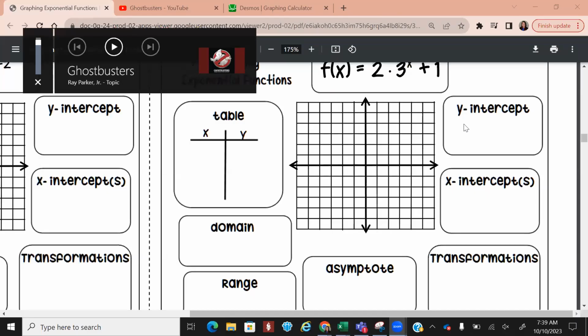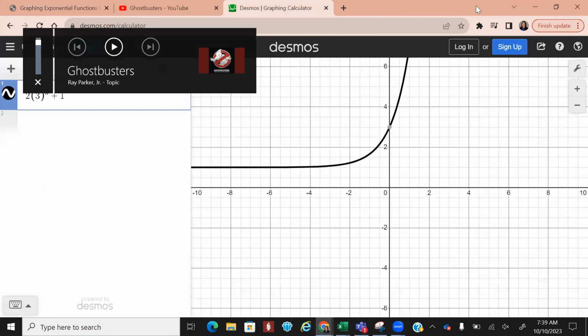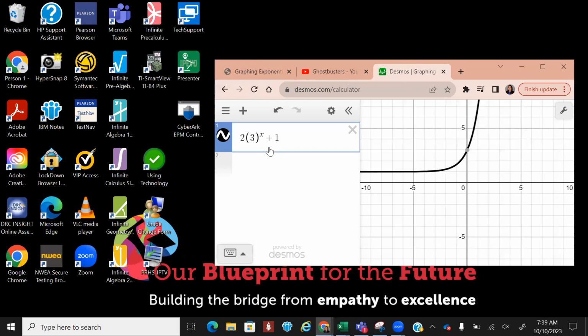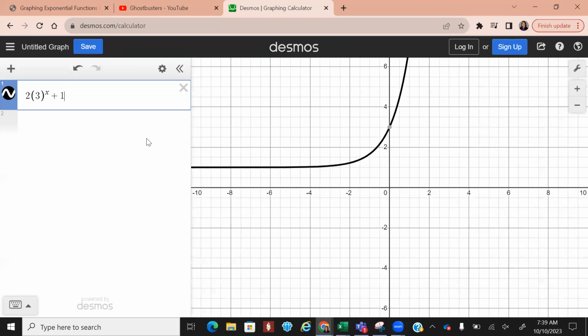Great. But when you type this into your graphing calculator, you really have to be careful about how you type it. You want to type it like this. Notice how I put parentheses around the 3. I raise the x. That +1 is not in the exponent. If you type it in the exponent, it's going to change how the graph looks.